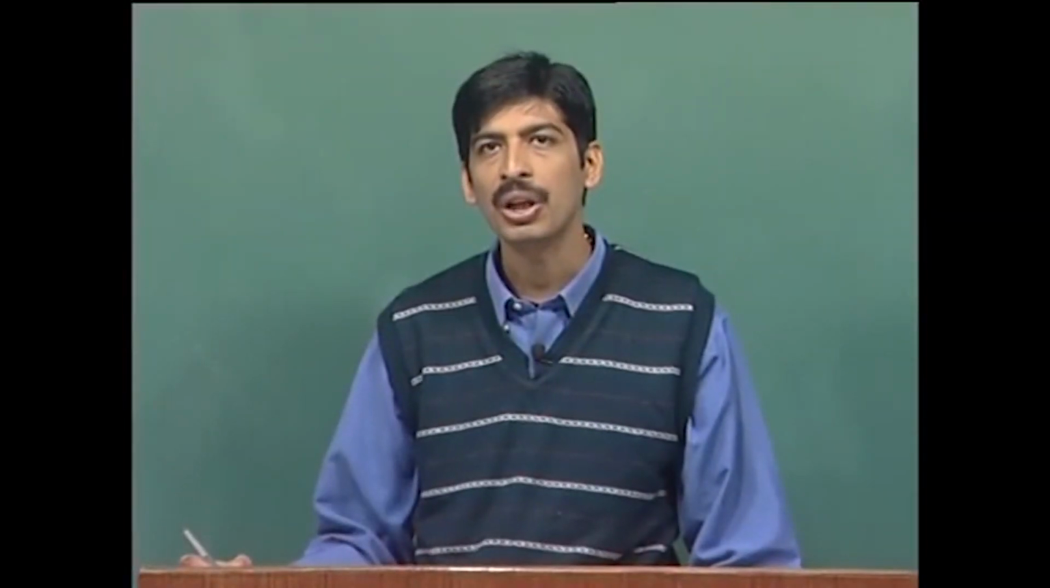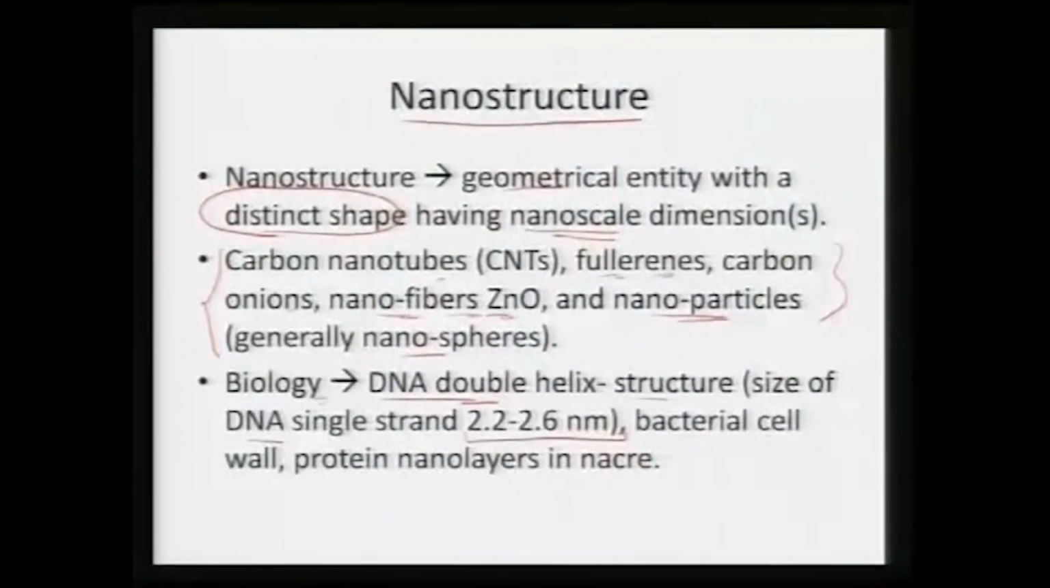It is just that we now know of them, we are able to see them, we are able to characterize them, and at the same time we are able to tap them for certain engineering applications. Even the cell wall of bacteria is a couple of nanometers. Again, the protein nanolayers in nacre are also of the order of a couple of nanometers. So, we can see that nanostructures have already been existing in nature, and right now the overall idea is to be able to engineer them.